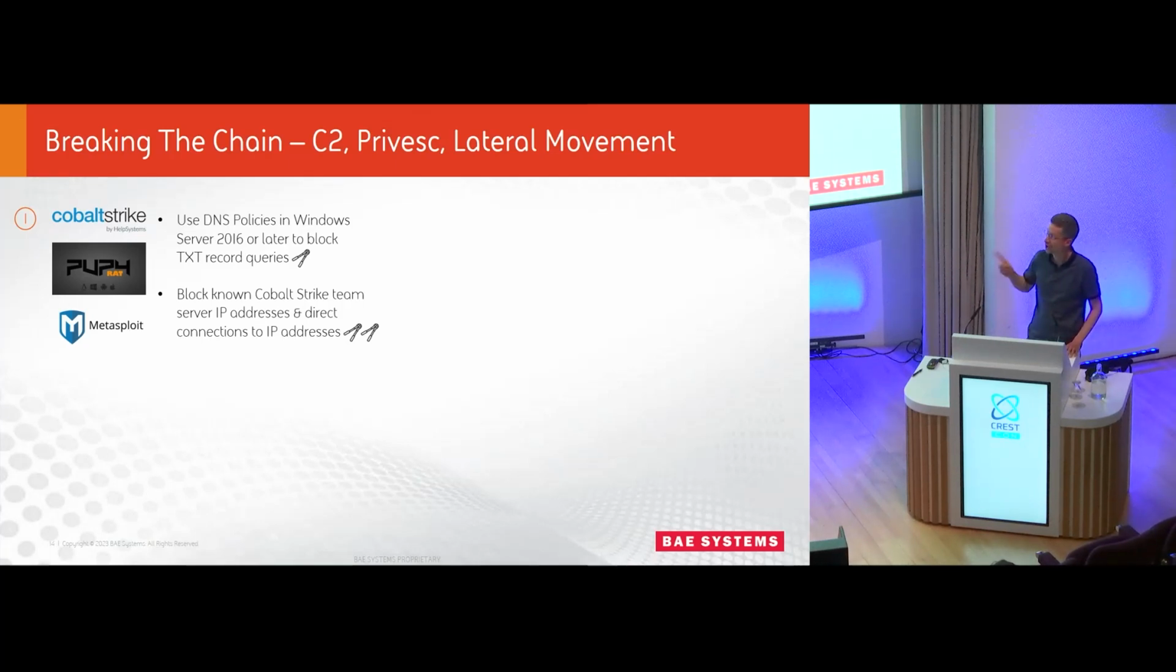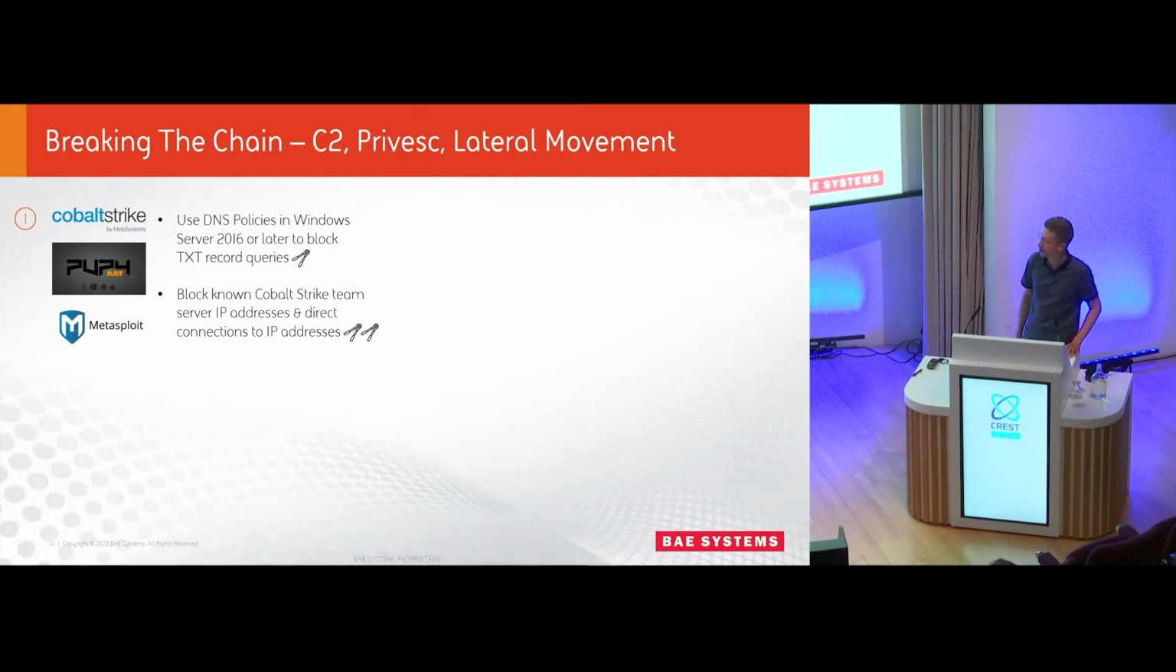So there's a feature in Windows Server 2016 and above, which allows you to apply DNS policies to machines on the network. So you can say, right, this subnet, I don't want any TXT records from this subnet being queried. So it's quite an easy change to make.